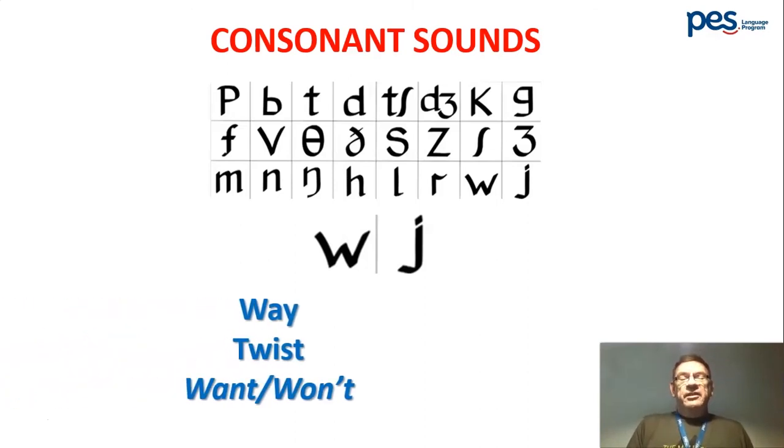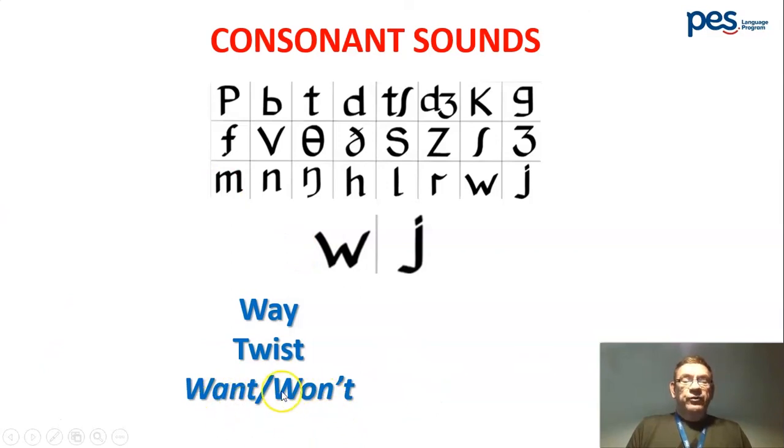For example, this word here, the first one, okay? Way, w, w, way. So it's very subtle. You don't say oo, a, but it's w. So it's a semi-vowel because it's not a strong sound. It's not present there for a long time. Way, twist. The same happens here. Twist, twist. Don't say "two-ist". So it's very brief.